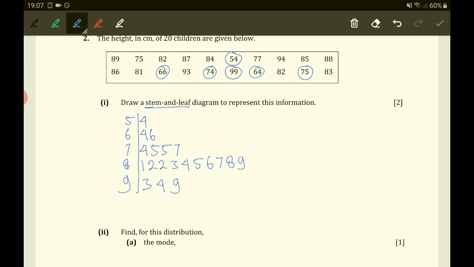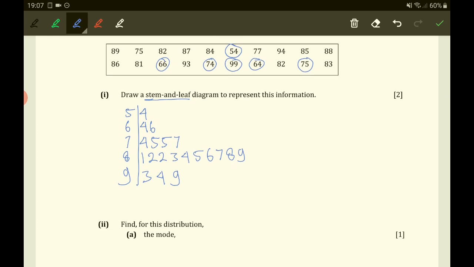You haven't finished the stem and leaf diagram. There is one more thing that you have to do. The thing that you need to do is to write the key. This is very important, otherwise you will lose points. So for the key, you have to give information on how to read the stem and leaf diagram.